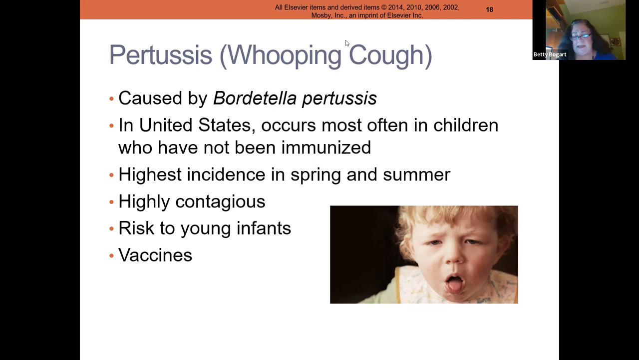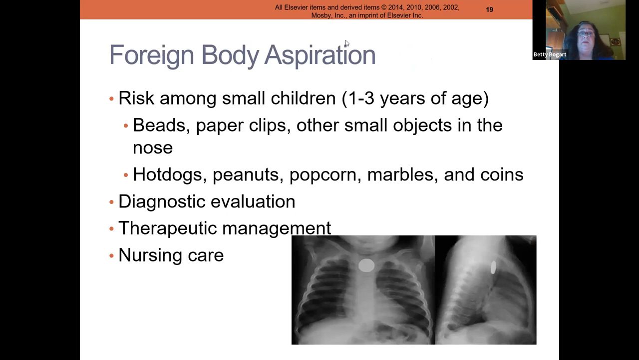The thing with pertussis, they give an antibiotic, they give azithromycin. If they're admitted, they have to be in one of those reverse airflow rooms, which means the air from the room goes outside. It's not recirculated back in the hospital, okay? And yes, there's vaccines if they'll take it.